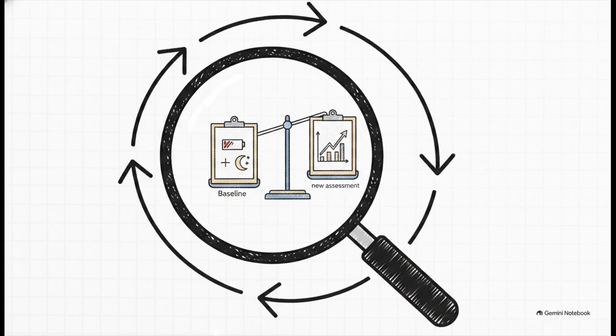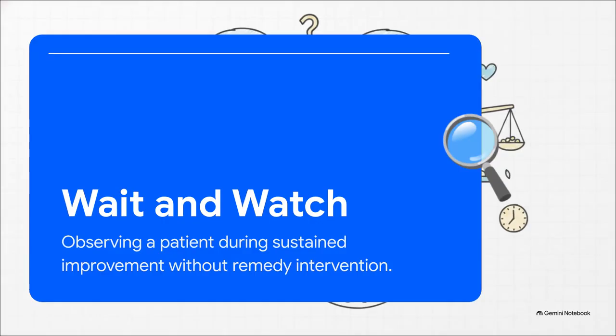And here is where true clinical discipline really comes into play. Let's say a chronic patient shows clear general improvement in fundamental areas like their sleep and energy. The strict rule here is to apply the wait and watch strategy. Even if a few minor symptoms are hanging around, the practitioner has to hold back. No new remedy interventions. You just have to let the initial strategy run its course.